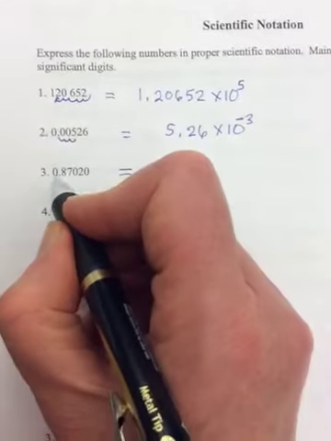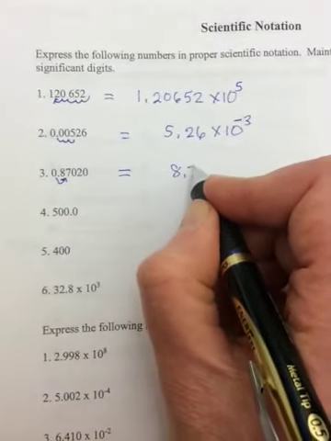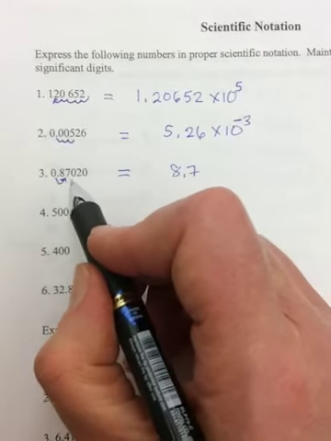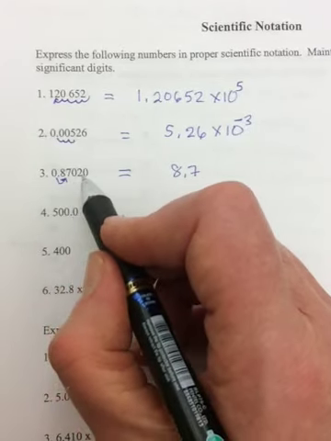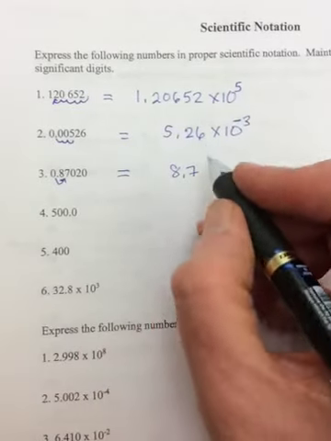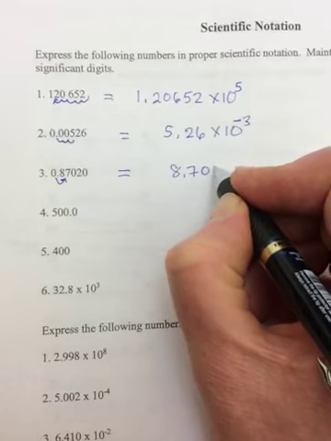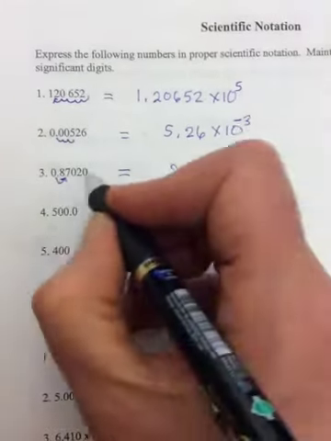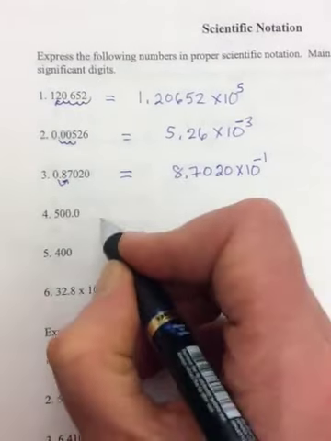Next one, we only have to move it one place, right there. So 8.7. Now, what digits stay? Have to keep the same number of sig figs. The front zero isn't significant, but these 3 are, along with the 8.7. So 5 significant digits. So 8.7020 times 10 to the, moving it to the right again, just one spot, -1.